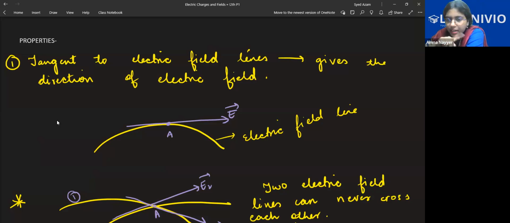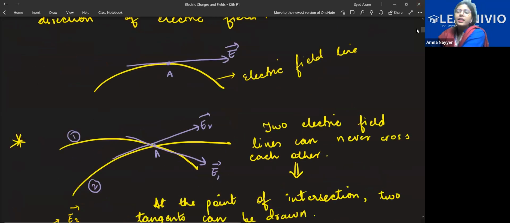See, tangent to a point gives electric field. So if two electric field lines are intersecting like this, what will happen? At this point, like this is the point A, it will give a direction of electric field, and the same point will give a second direction of electric field. A single electric field cannot have two directions, which is physically impossible. So that's why electric field lines do not cross each other.